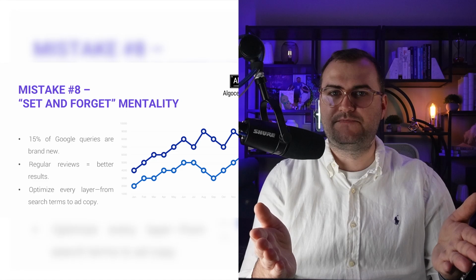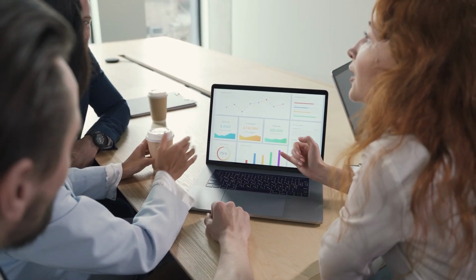Mistake number 8. Set and forget mentality. Too many marketers treat Google ads like a crock pot. Set it and forget it. That approach kills ad performance in the fast-paced SaaS PPC space. With 15% of Google search ads being for never-before-seen queries, optimization isn't optional.